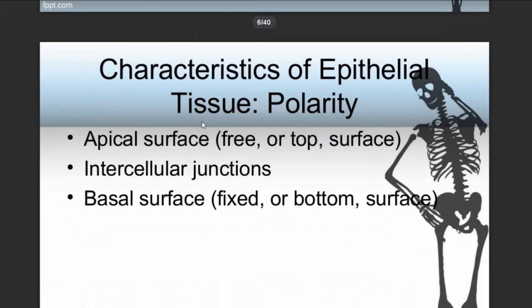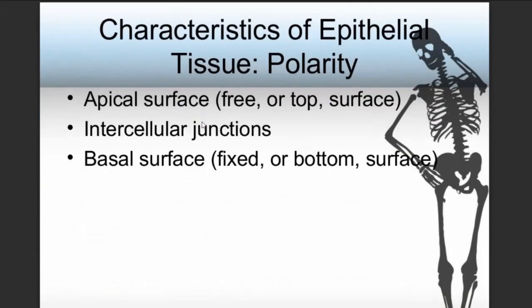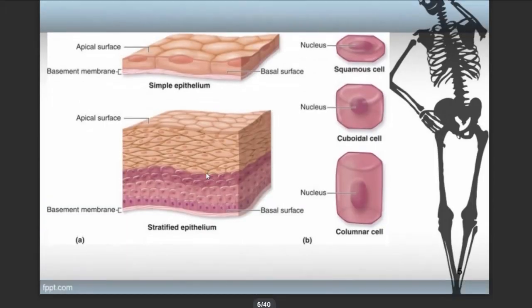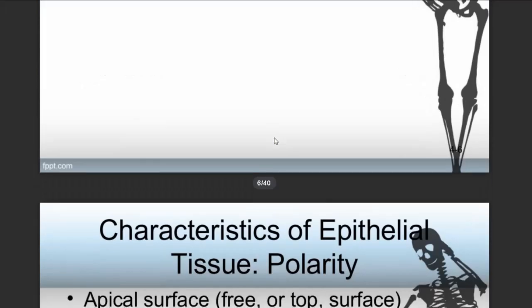Characteristics of epithelial tissue on the basis of polarity. As we saw earlier, epithelial tissue has the apical surface, the free or top surface, intercellular junctions between two cells, and the basal surface at the bottom. Here we can see this is the apical surface, and this is the basal surface, meaning the bottom. If there is another cell, there will be an intercellular junction.